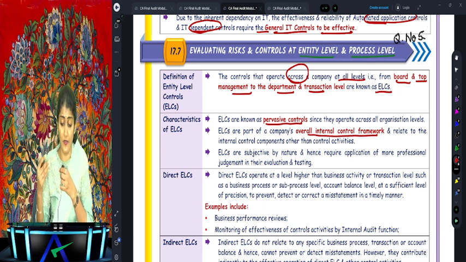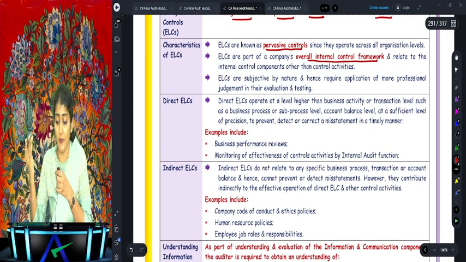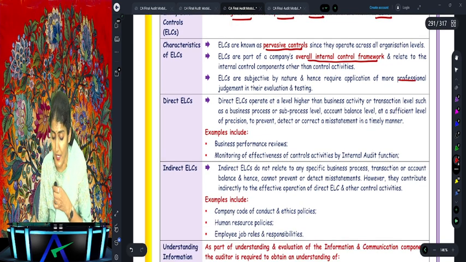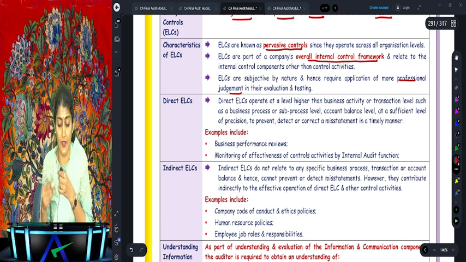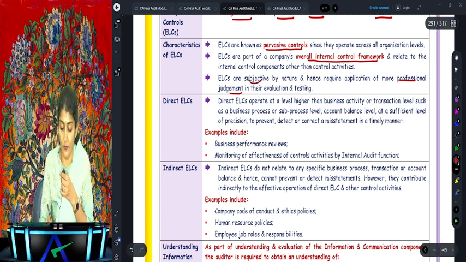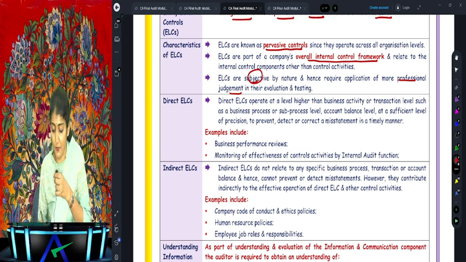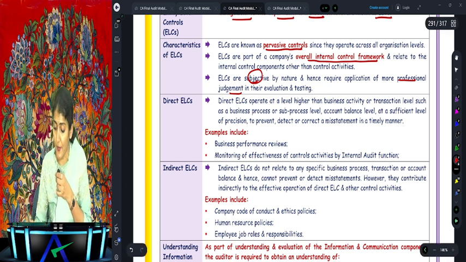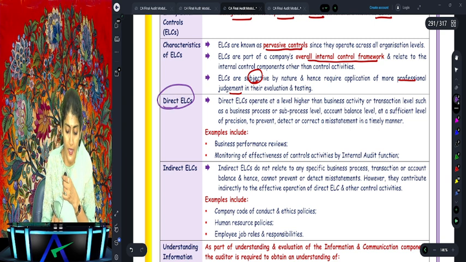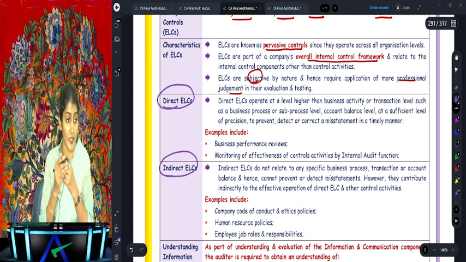And again, what does it say? ELCs are subjective in nature and hence require application of more professional judgment in their evaluation and testing. So they are subjective in nature. And then it says these ELCs could be of two types. What are the two types of ELCs they are talking about? Direct ELCs and indirect ELCs.